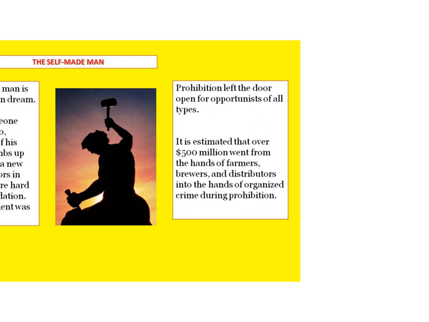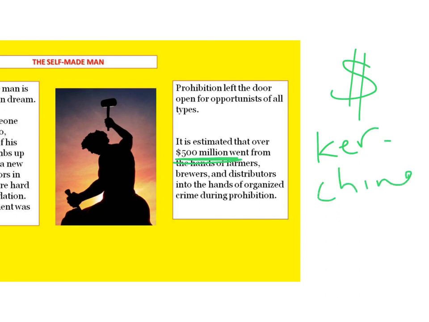I love this fact, but I'm also kind of frightened by it as well. It is estimated that over $500 million went from the hands of farmers, brewers and distributors into the hands of organised crime during prohibition. Even by today's standards, even in an era of Donald Trump, $500 million is not an amount to be sneezed at. Oh my goodness. So, a roaring trade in booze once booze has been banned. Please drink responsibly.